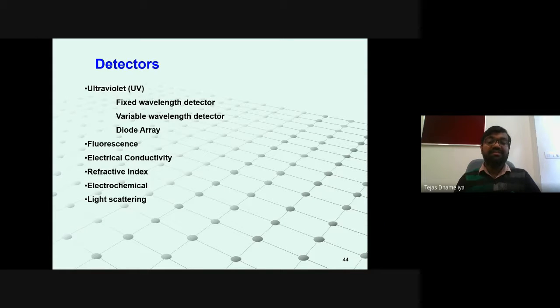Again, that is dependent upon UV visible. Next is the fluorescence detector, which can be used for the purpose of fluorescence. Some substances will absorb light at a specific wavelength and retain it for a certain period of time. They go from the ground state to the excited state. When they jump back from the excited state to the ground state, they liberate some amount of energy. That's why it is called a fluorescence detector.